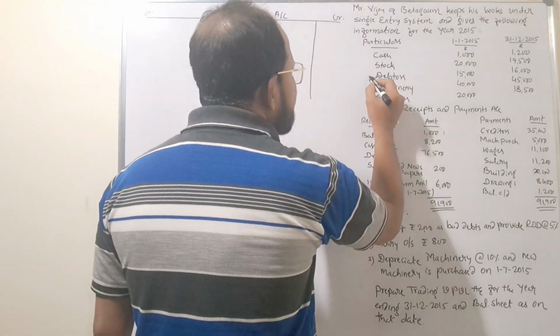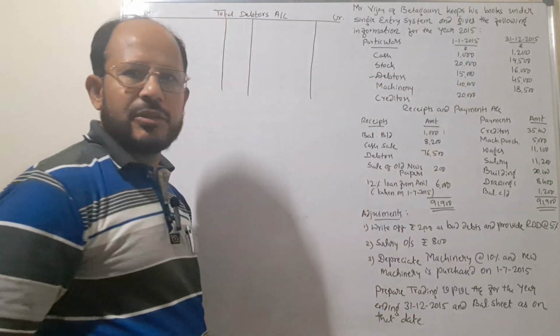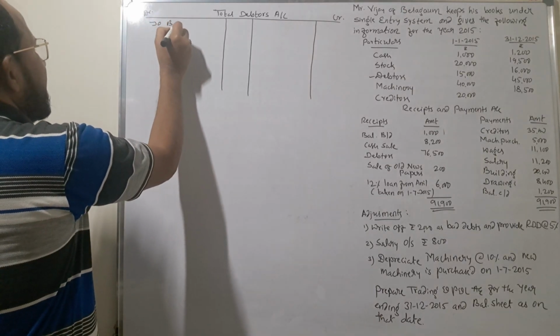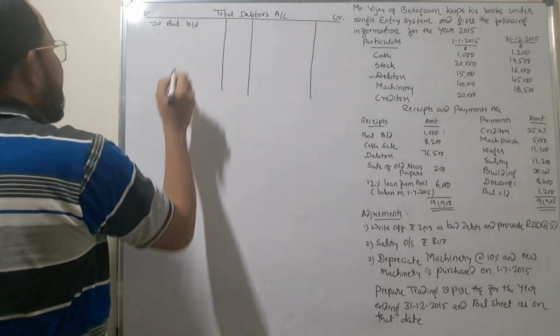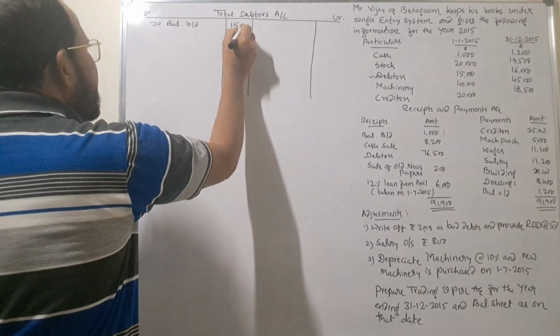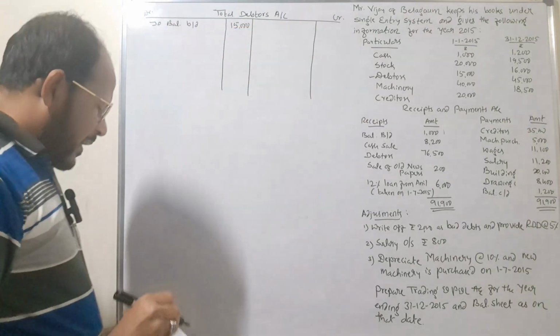ಇಲ್ಲಿ ನೋಡಿ, ಡೆಟರ್ಸ್ ಕೊಟ್ಟಿದ್ದಾನೆ, ಓಪನಿಂಗ್ ಬ್ಯಾಲೆನ್ಸ್ ಎಷ್ಟಿದೆ, 15,000 ರೂಪಾಯಿ ಇದೆ. That I am going to show first. To balance brought down, rupees how much? Rupees 15,000. ಇಲ್ಲಿ 15,000 ರೂಪಾಯಿಯನ್ನ ನಾವು ಮೊದಲು ತೋರಿಸಬೇಕಾಗ್ತದೆ.